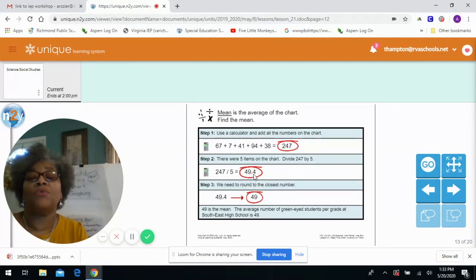So when we have a number like that, we'll round it. Remember our rules: below 5 it stays the same, and if it's 5 and above, you add 1 to it. So if this was a number 5, 6, 7, or 8, that would be 50. But since it's below 5, it's going to stay 49. So we need to round it to the closest number. So 49 is the mean for the average number of green eye students per grade at Southeast High School.